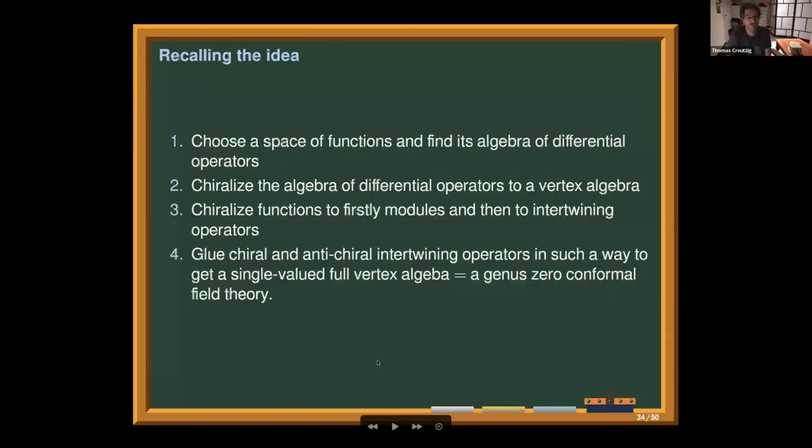Okay, welcome back everybody. So I now want to repeat the idea of the first part in a second example.